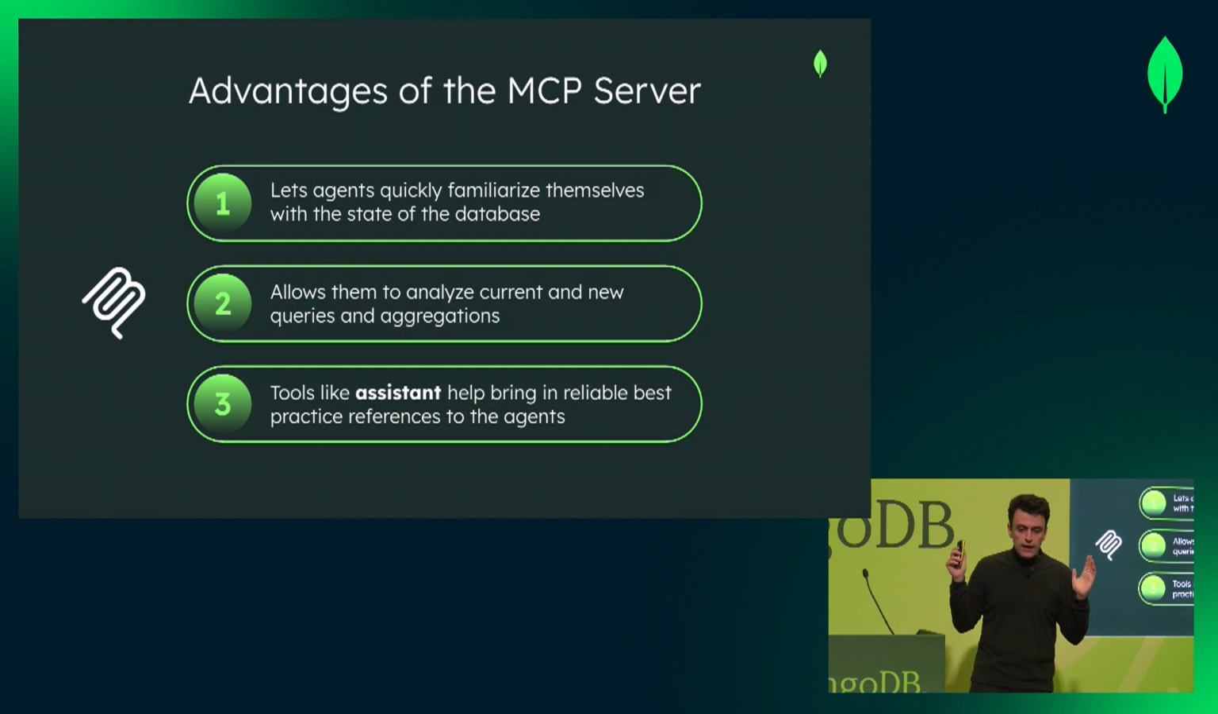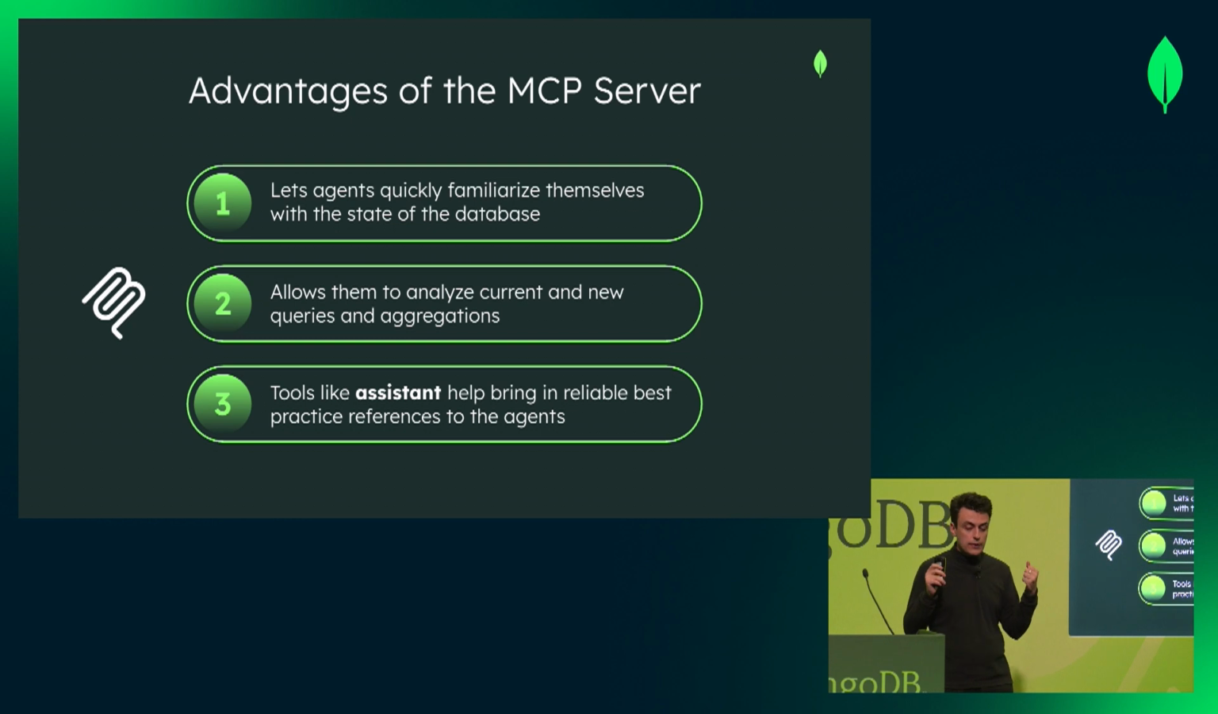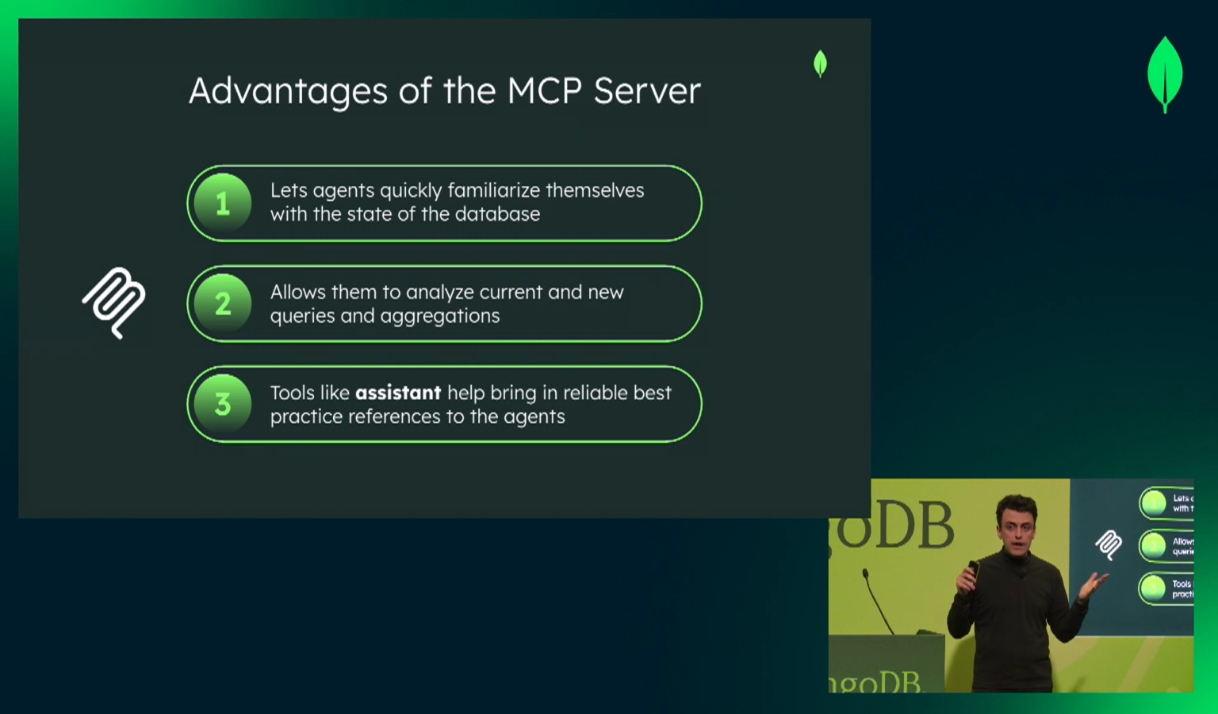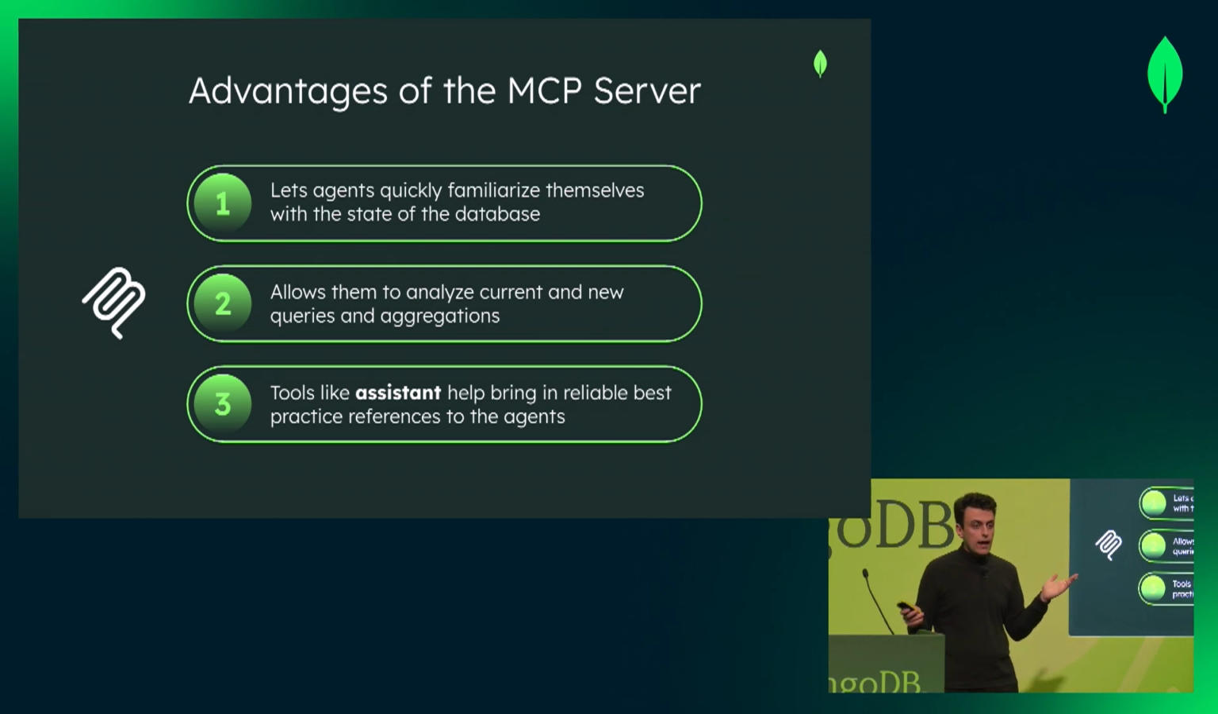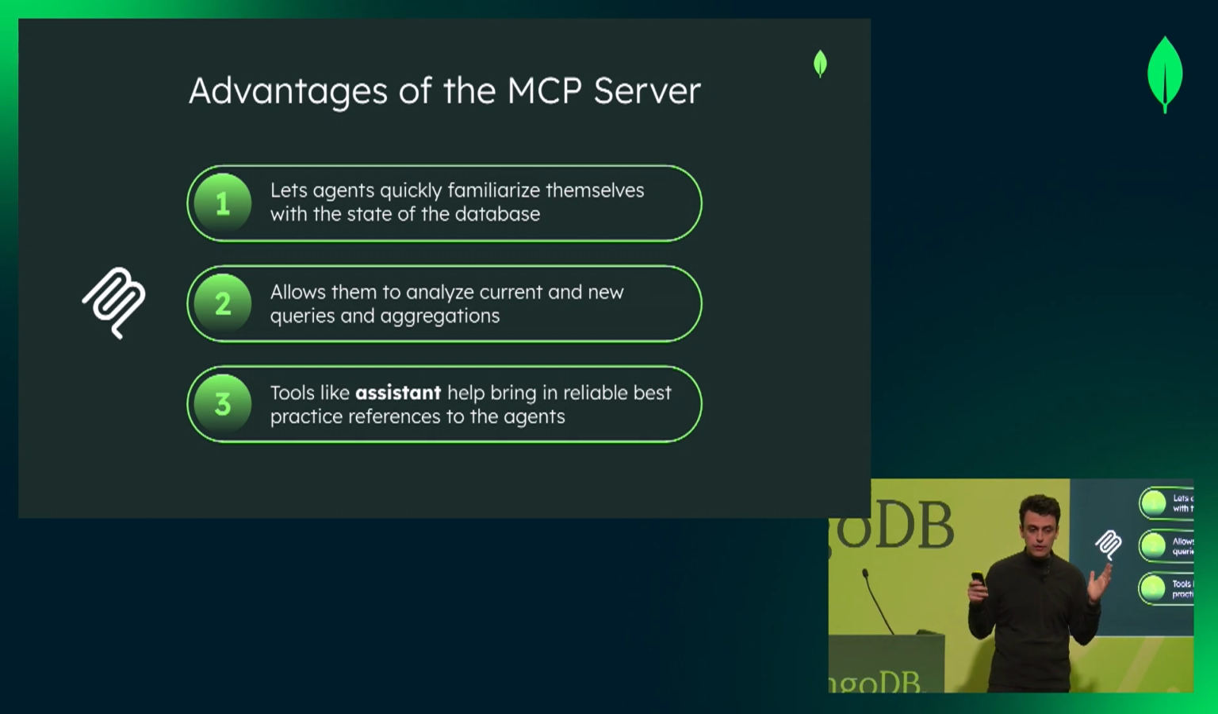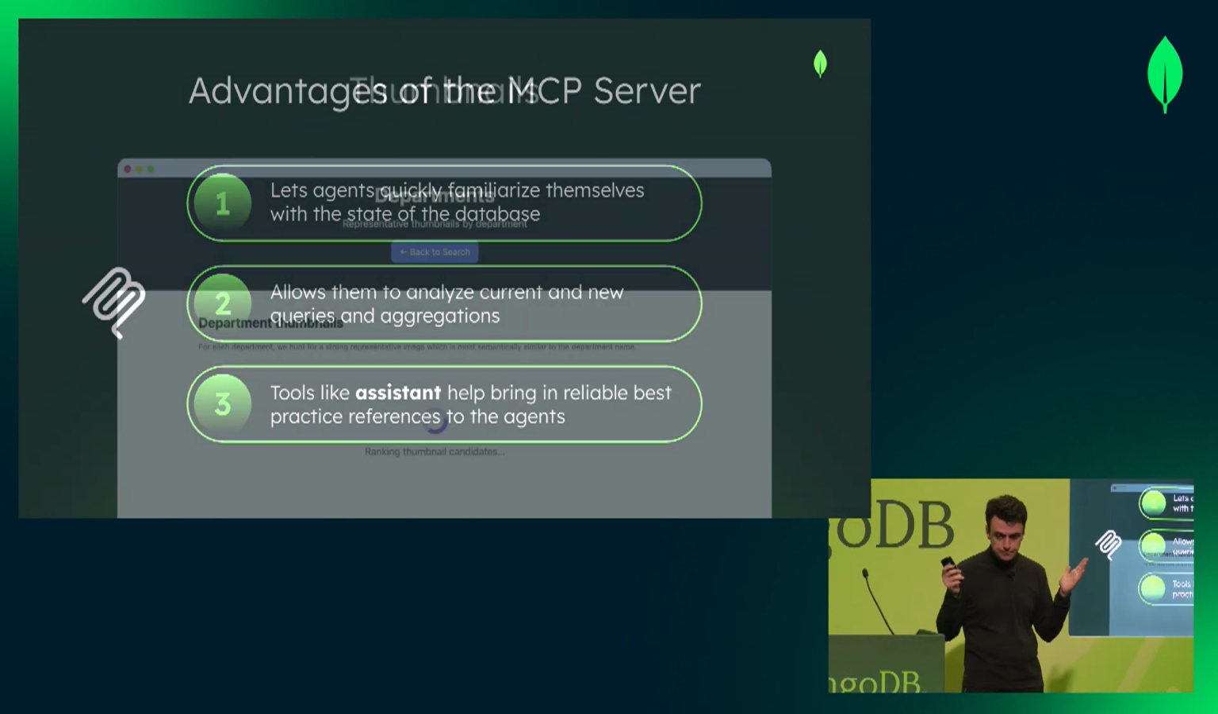And the MCP server generally lets agents quickly familiarize themselves with the state of your database, and it allows them to analyze queries and aggregations using tools such as Explain, which help it figure out what would be the best way to structure your query. And we have also recently added tools that query MongoDB documentation using Atlas vector search. So again, we're using a lot of these tools ourselves to empower these AI applications. And being able to query MongoDB documentation easily lets you have reliable sources of information for agents. And it's a lot better than just a random web search that Claude Code or whatever might be doing.